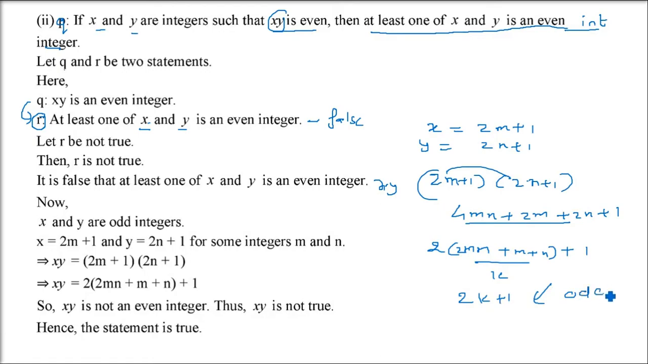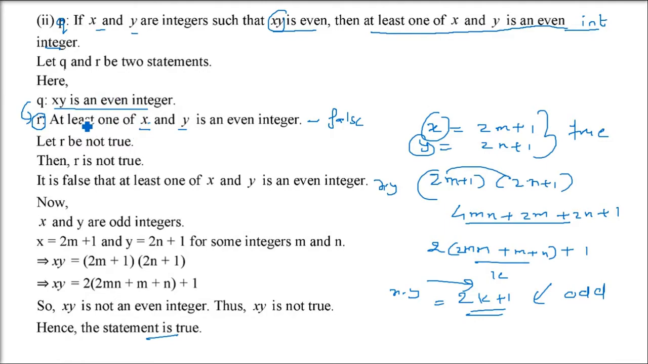So this is odd. So xy is not an even integer. So we found it contrary. As I said, when we show that one is wrong, the other is also wrong. So it is true. I hope you got the idea. If not q, then not p, that means p implies q. Or p is what we want. This is a true statement.